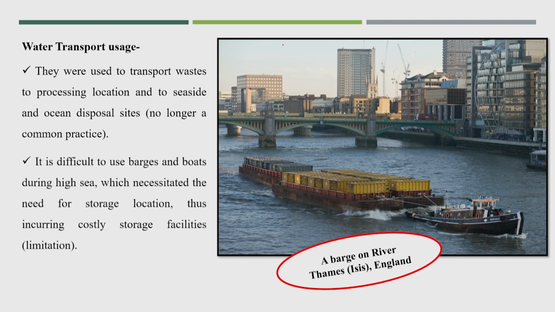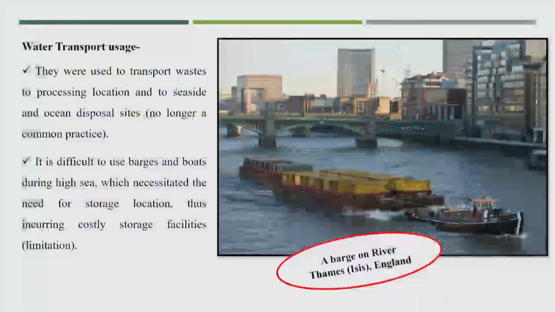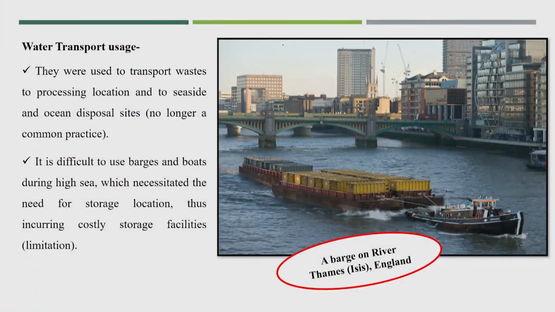This was one point: it is difficult to use a barge or boat during high sea. That was one important issue in water transport. Even in river water transportation, it can sometimes be very difficult if there is a lot of rainfall. In that case it will be very difficult.